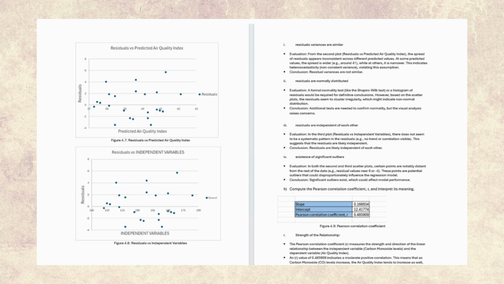The last is the presence of significant outliers. In both the second and third scatter plots, certain points are notably distant from the rest of the data. Those points are potential outliers that could disproportionately influence the regression model. For the conclusion, there are significant outliers, which could affect model performance.